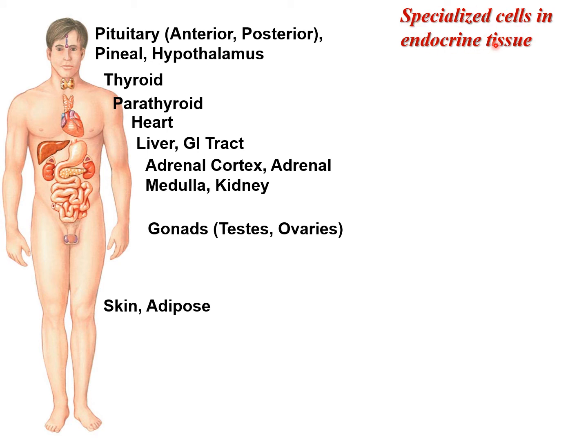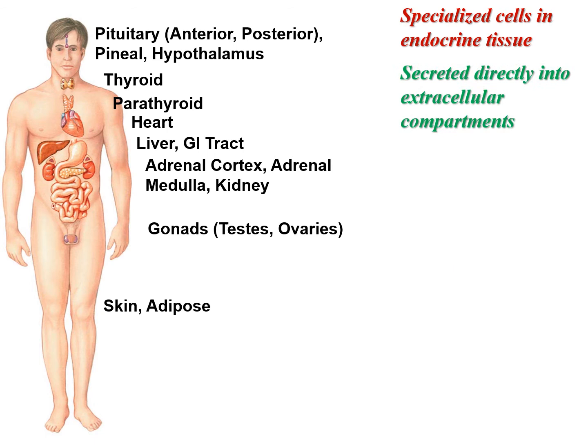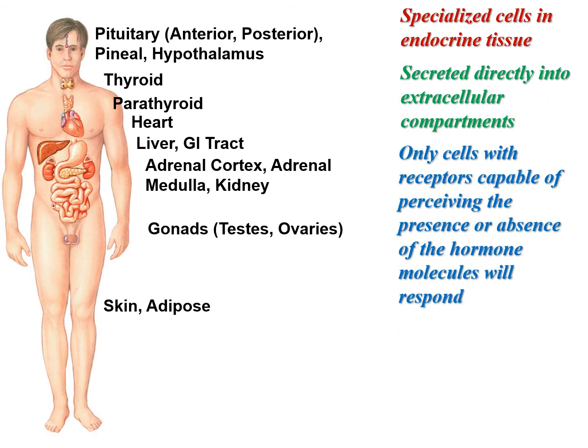The cells are specialized. Unlike cytokines, they are specialized cells. Hormones are secreted directly into extracellular compartments and not through ducts. Ducts are used to move material to either the external surface of the body, like in the case of sweat glands or oil glands, or into the digestive tract for digestive enzymes, bicarbonate, and so forth. But we don't have ducts in endocrine tissue.